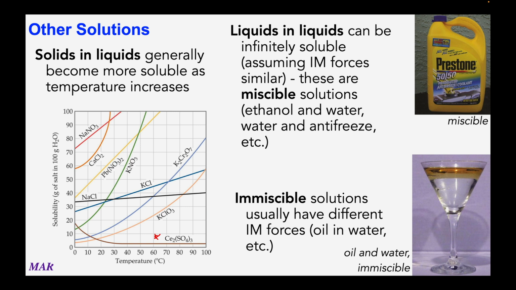So miscible just means liquids dissolve really well in each other, and you can basically add them, and you'll never have any problems. On the other hand, immiscible means they don't have similar forces, and they generally don't dissolve very well.